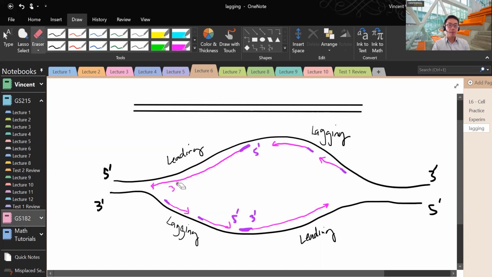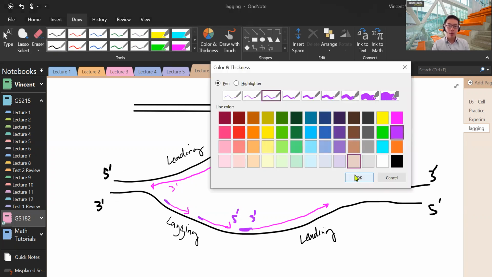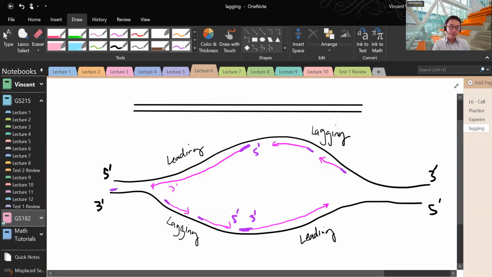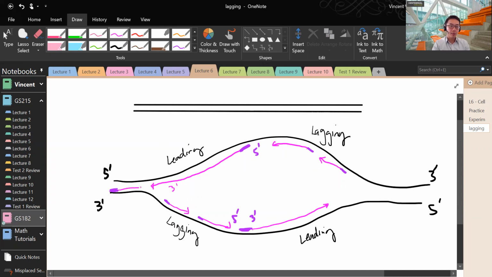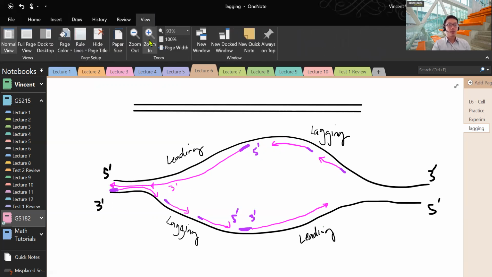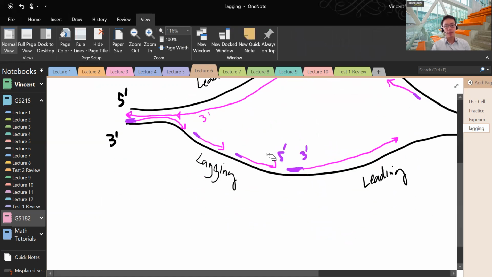Okay. Now let's take a look at what happens. Okay. So suppose I open the fork all the way to the end, right? So I am going to need to have a primer here, right? And then DNA polymerase 3 will come, and then it will replicate this section, right? And then if I keep on opening the fork, then this is just going to keep on going all the way until the end, right? So here is a problem. Here's a bit of a problem. Okay, let's take a look at the lagging strand at the bottom.